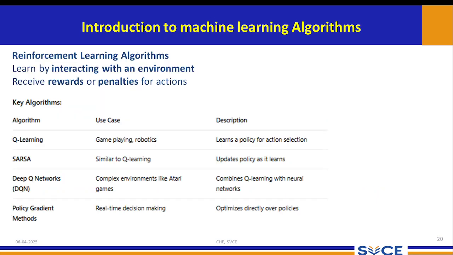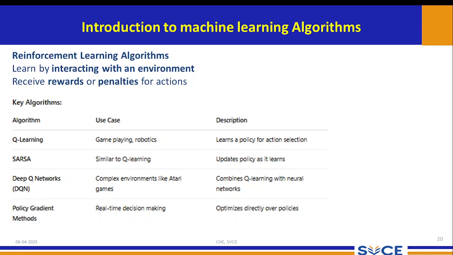Coming to reinforcement learning. Reinforcement learning algorithms have different types: Q-learning, SARSA, deep Q networks, policy gradient methods. Game playing and robotics come under this, learning by interacting with an environment. This is like how a robot works. For example, in Q-learning, game playing learns a policy for action selection.